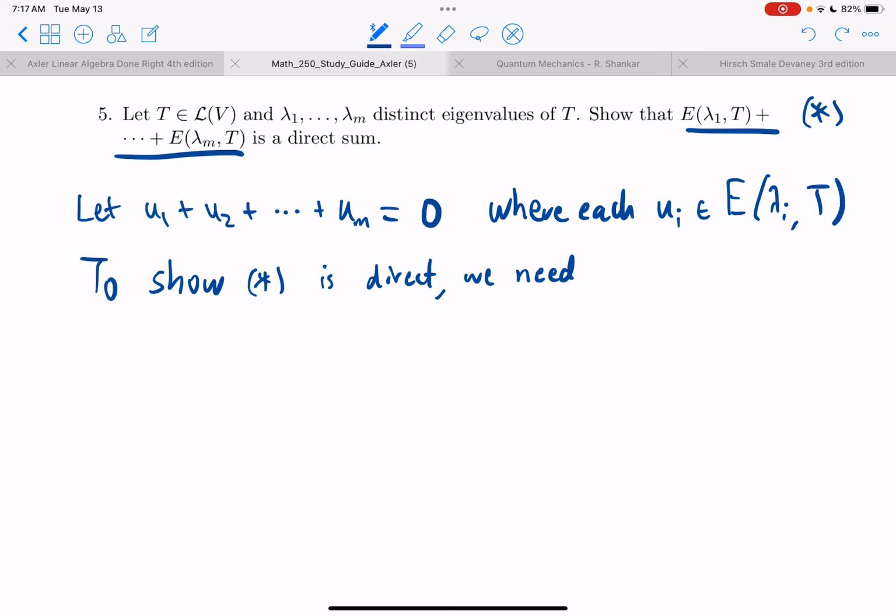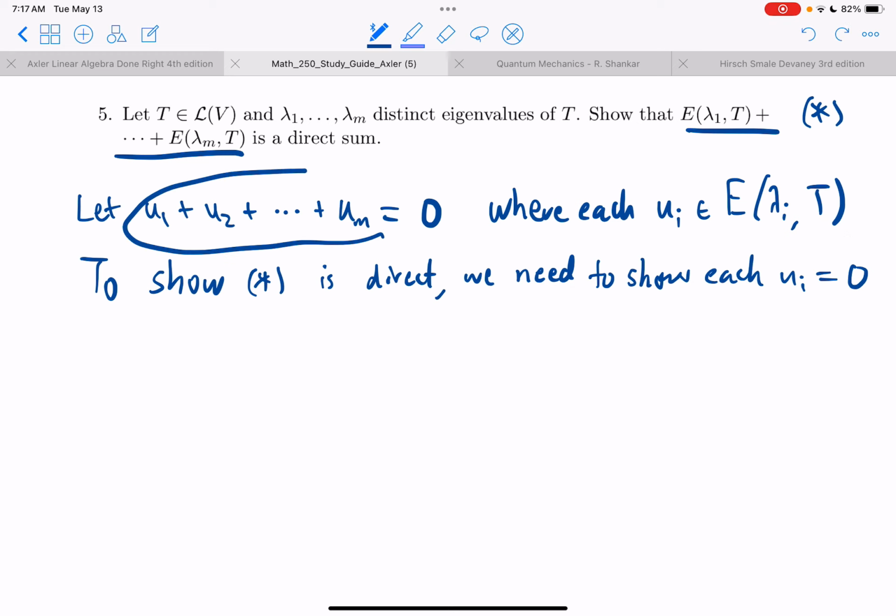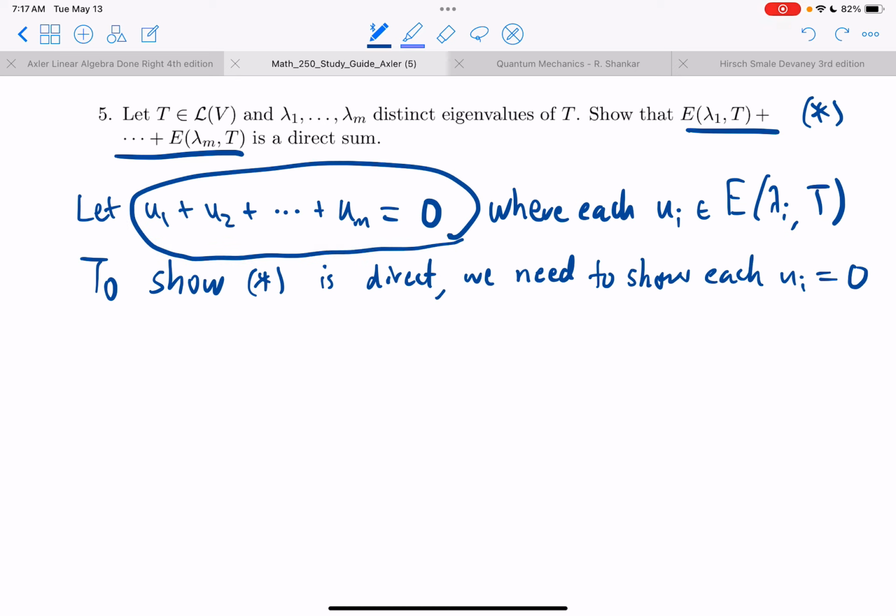We need to show each u_i is actually the zero vector. Now, each of these subspaces is a subspace. It has the zero vector in it. So it's possible that these are all the zero vector, but the key is we're just letting this sum be zero, and possibly there are non-zero vectors in here that cancel each other to zero. But we're going to show that can't happen.